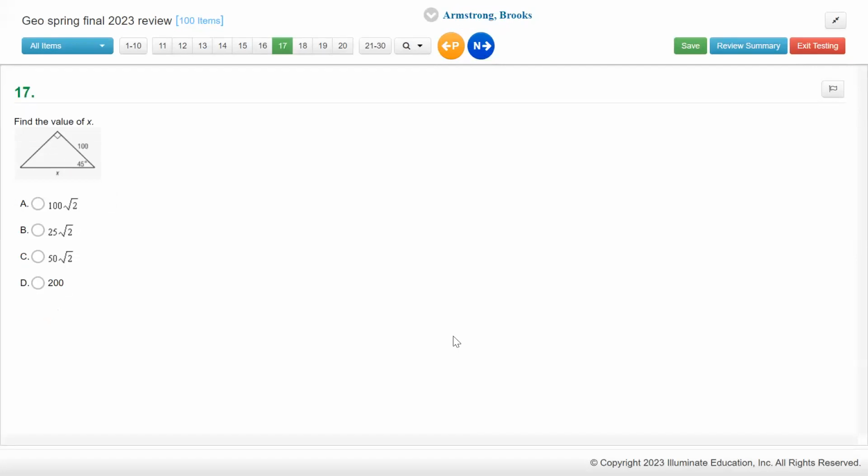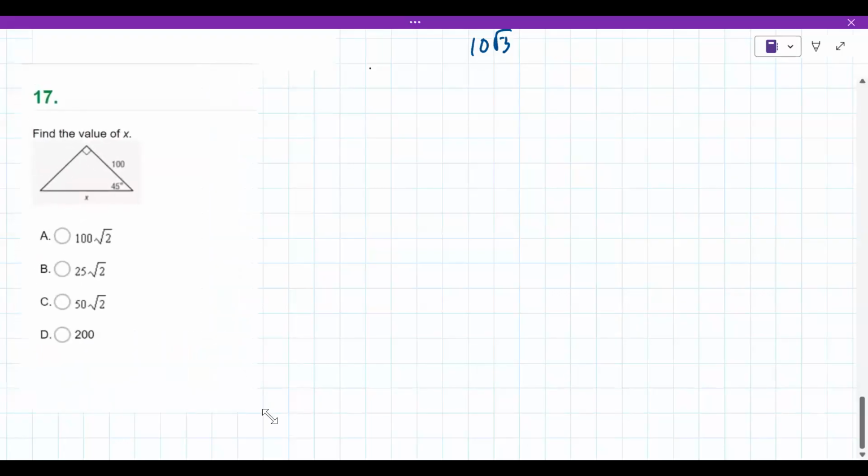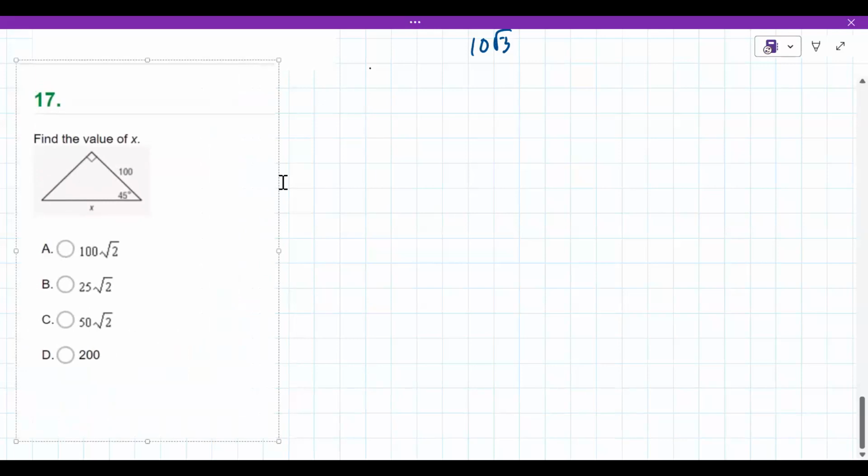Another one, it seems. Yeah, this is another special triangle. I'll grab this and share my screen again. Okay, share screen. Boom. All right, it says you're seeing my screen now.